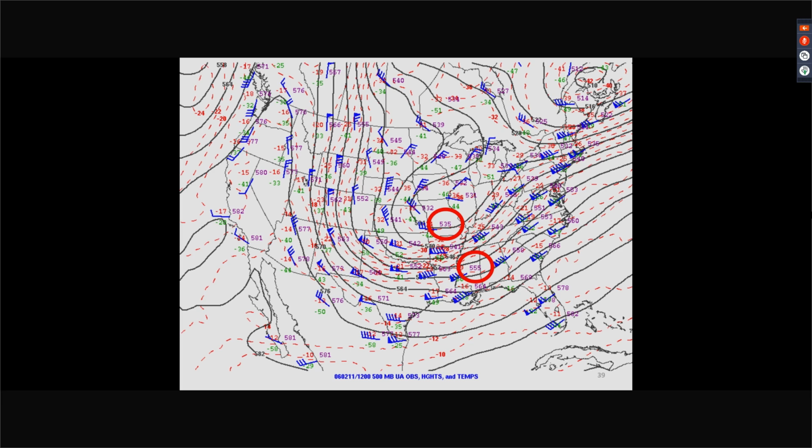And then this one here, towards the center of the upper level low, is 535, lower. If you convert that, put a 0 at the end and multiply it by 3, you end up with about 16,000 feet. So 16,600 for one, 16,000 for another.